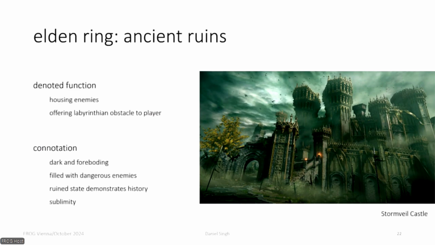Now, applying Eco's theory, or Eco and Aroni's theory, this is Stormvale Castle. And its denoted function is it basically has two functions. It's housing enemies, and it's offering a labyrinthian-like obstacle to the players. The connotation, due to its presentation also with the dark storm clouds and everything, and the dark title Stormvale Castle, it's dark and foreboding. It's filled with dangerous enemies.